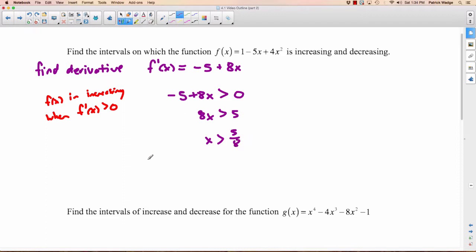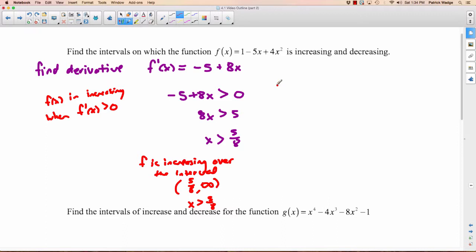So I guess we could summarize there. We could say f is increasing over the interval 5/8 to infinity. Or the other way you could say that is when x is greater than 5 over 8. Write it whichever way you want. Okay, now this is probably unnecessary to do this, but we're also interested in where it's decreasing.